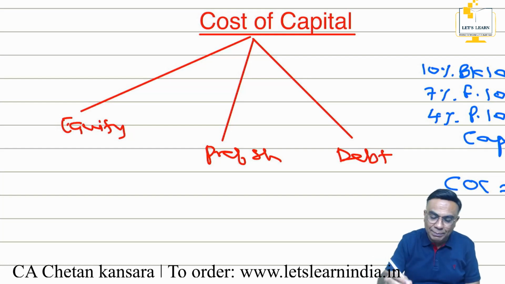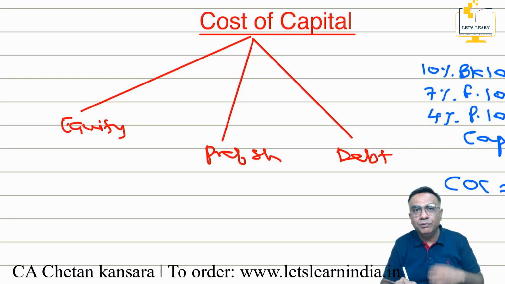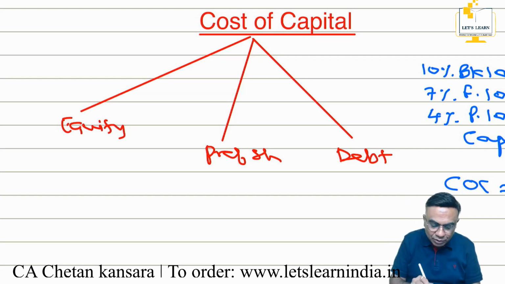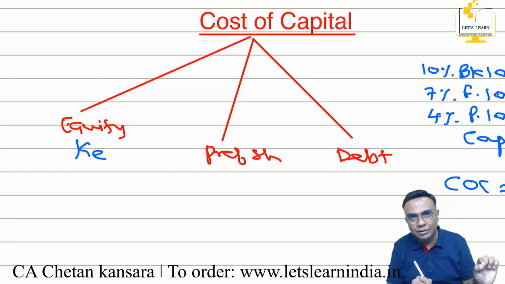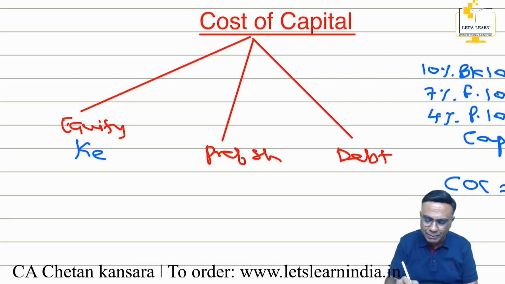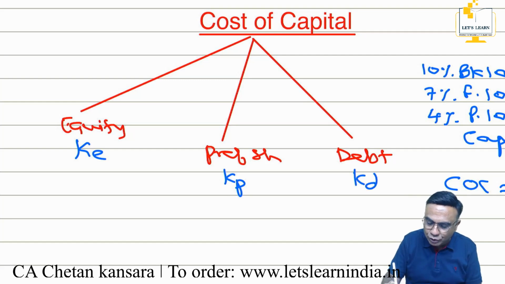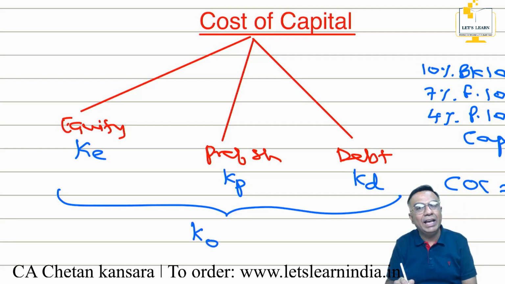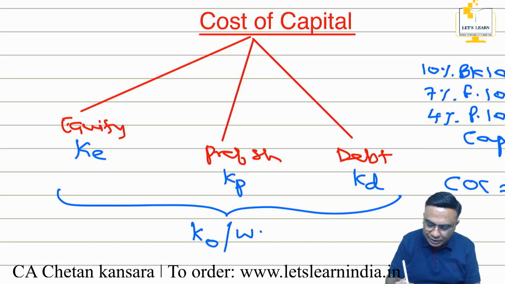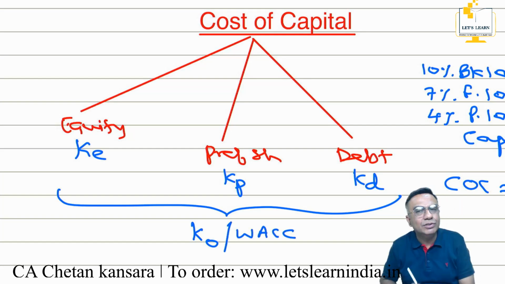Now in this chapter, what we are trying to do is find out the cost of equity, which is denoted as KE. K stands for cost. In the Latin language, K stands for cost. Cost of preference shares. We will be trying to calculate cost of debt, and after calculating these three costs, we will be calculating the overall cost of the company, which we can denote as KO, or we can call it WACC, that is weighted average cost of capital.